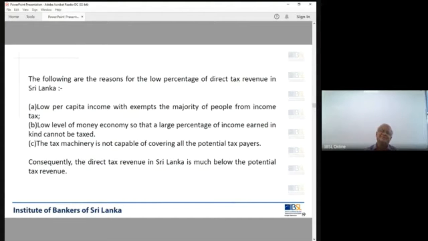Therefore, the government takes the easy way out. What is the easy way out? Indirect taxes. Increasing the taxes. That is the easy way out.